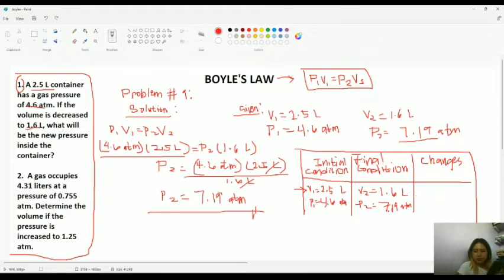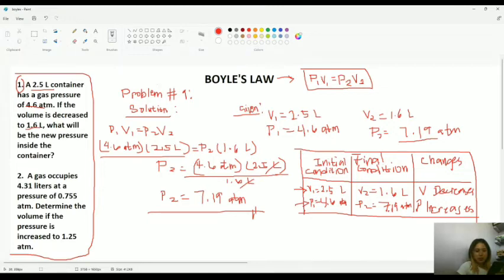So lagyan natin ng volume or V decreases. Tapos dito sa pressure naman, since 4.6 sa initial pressure and sa final pressure is naging 7.19, so of course the changes is increases kasi tumaas siya. Na-solve na natin yung final pressure and na-determine natin yung changes sa volume and pressure. That is for number 1.